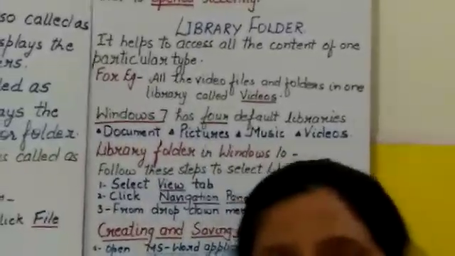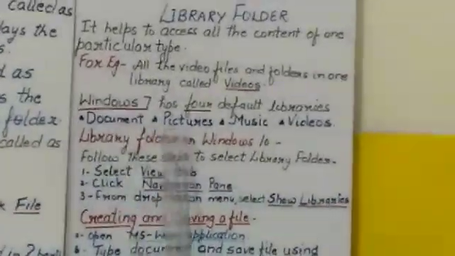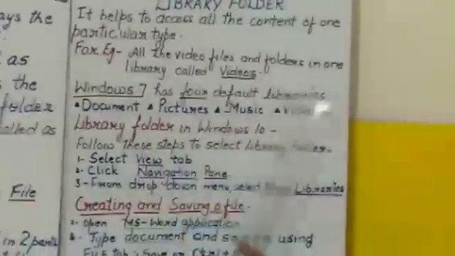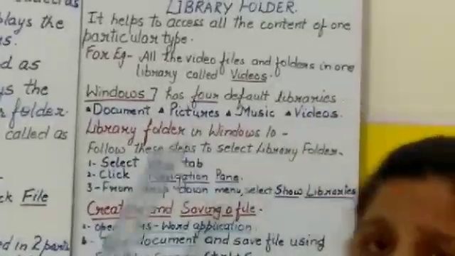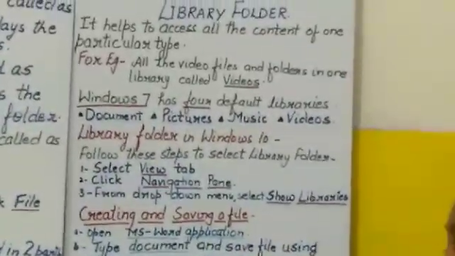Windows 7 has 4 default libraries. Default means they are present in the system on their own. What are they? Documents, pictures, music and videos. This library folder contains all your files and folders which are present on your system.